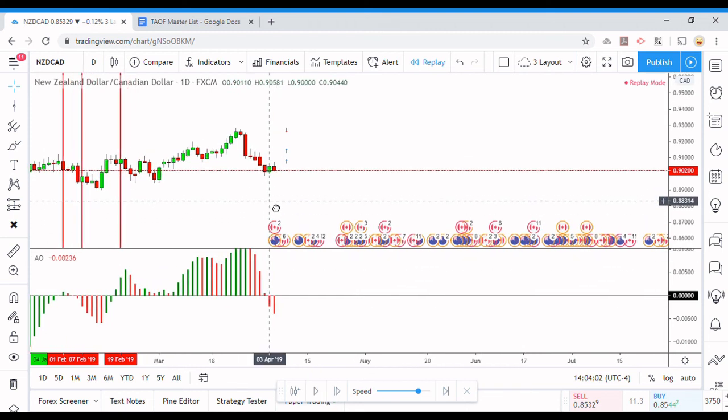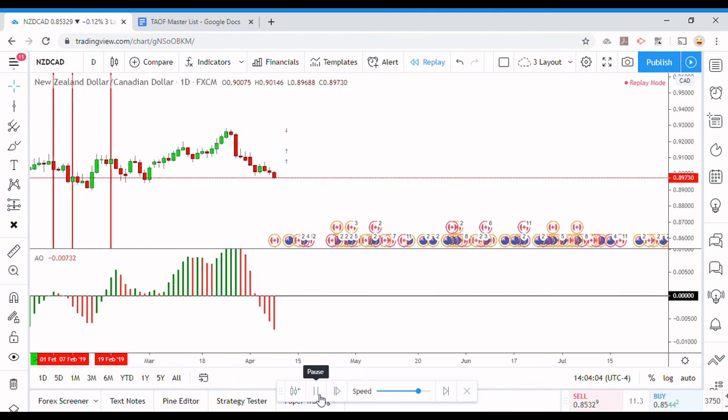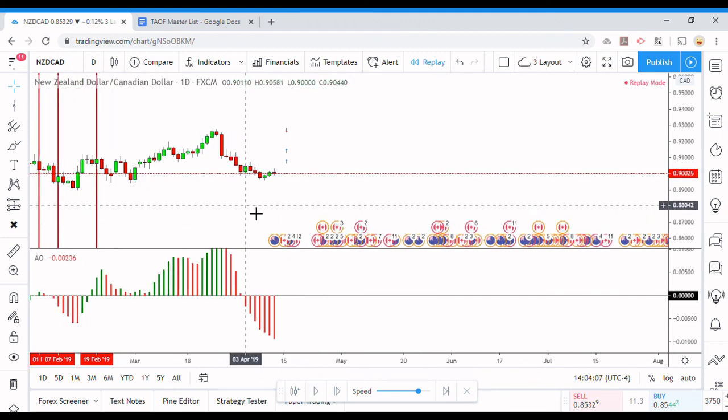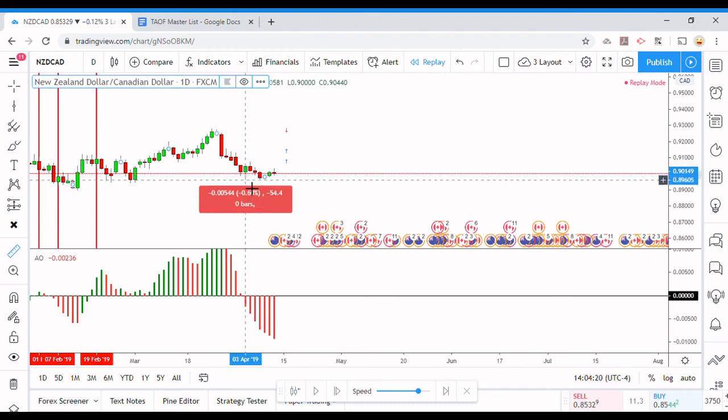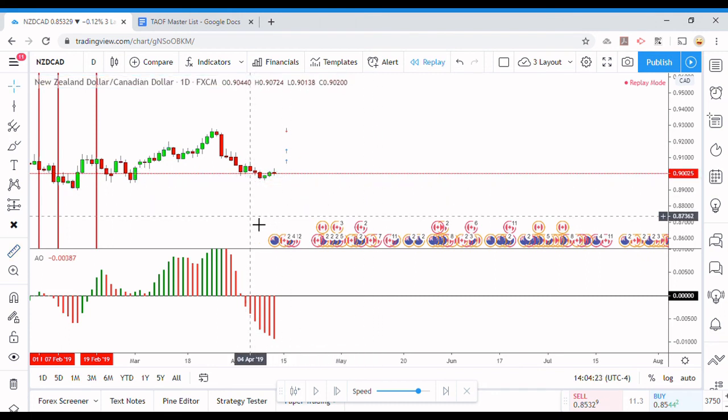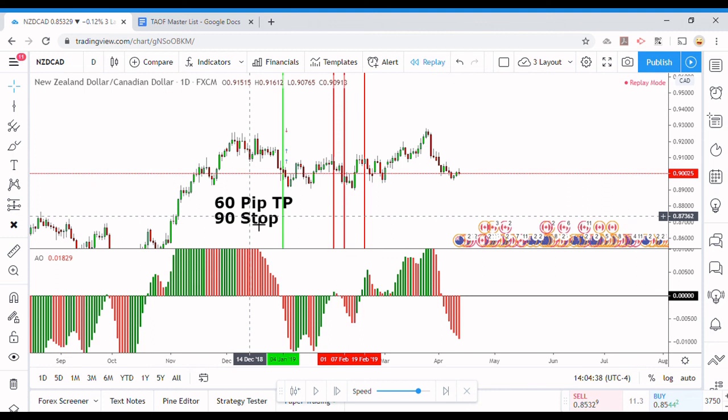Alright, got a sell signal there. Let's play it out a little bit, see what it does. Might have given us our 60 pips. Let's see. So the open of this one is 90.44. Let's see, what was it? 60?